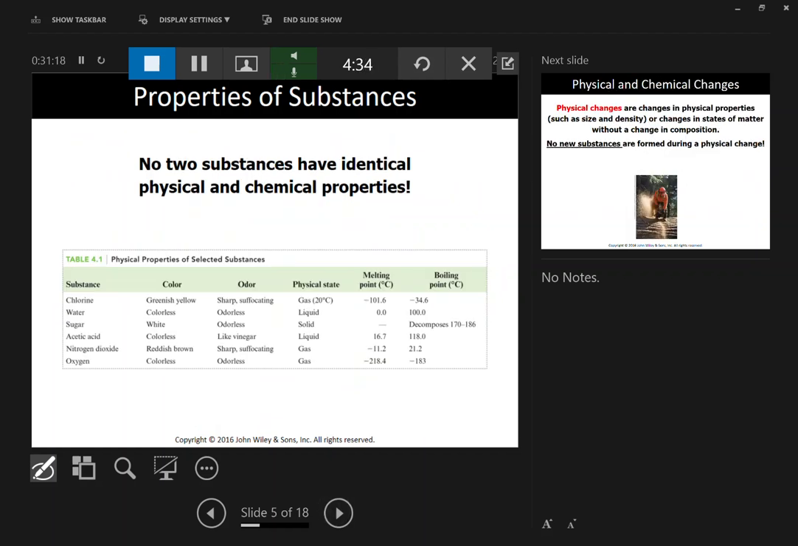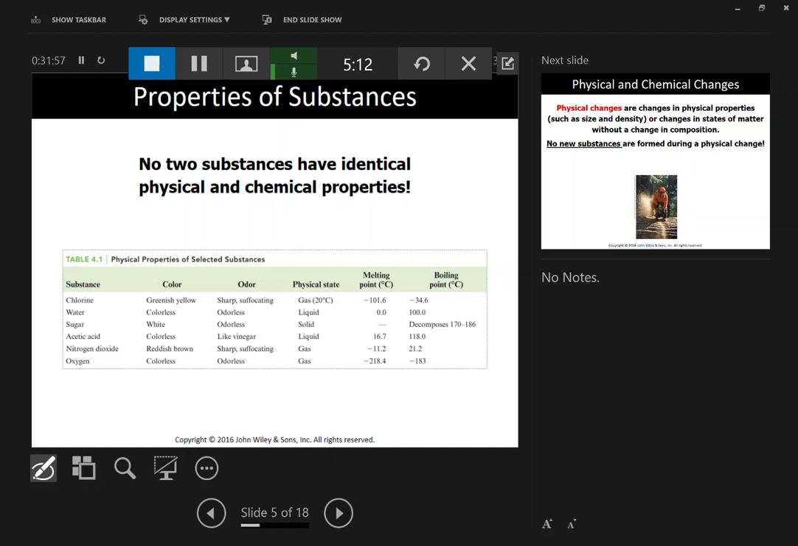So physical properties of substances are different. We don't have any two substances that have the exact same physical properties or chemical properties. There may be physical and chemical properties that are common between them, but there is always one property that's different, which can distinguish that substance from another one. Therefore, we can use these physical and chemical properties as a method to identify our unknown substances.